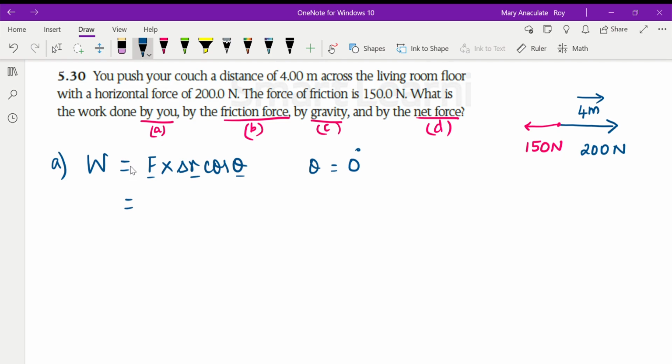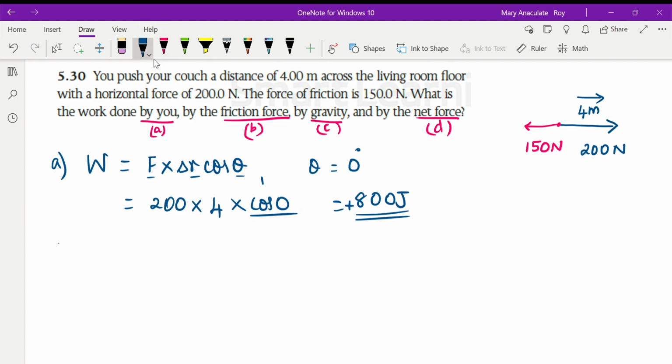So all you have to do is multiply 200 and check the units. This is newton, this is meter. So all are in standard units. You don't have to do any conversion. So 200 times 4 times cosine 0, again this is 1, so it is 800 joules. So positive 800 joules is the answer for part A.